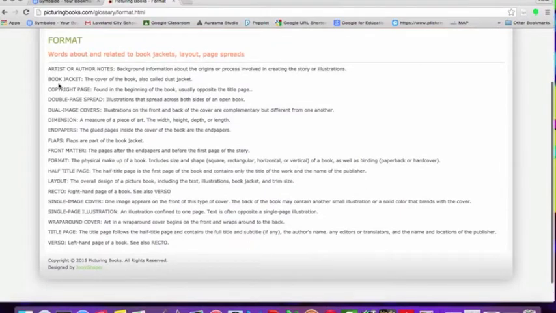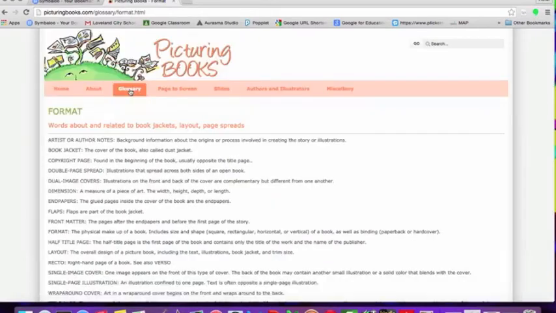Taking a look at some of these various features. For example, I can examine the book jacket. I can examine the end papers of the book. I can look at the overall layout and design. I can also examine title pages.